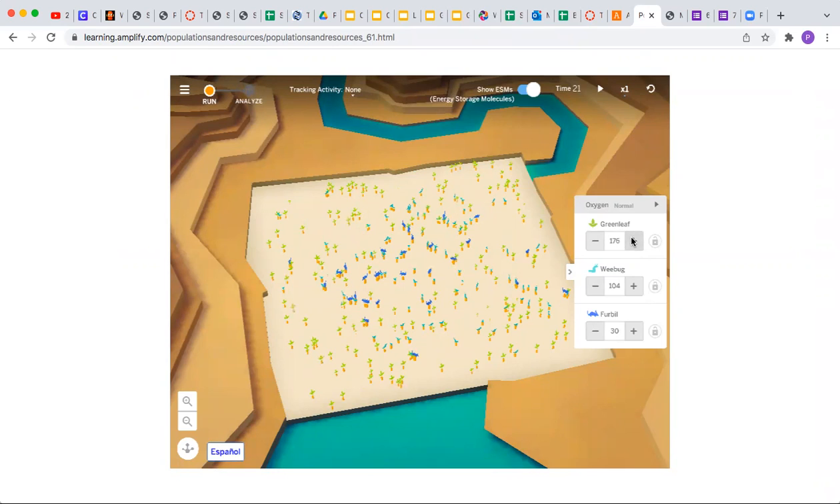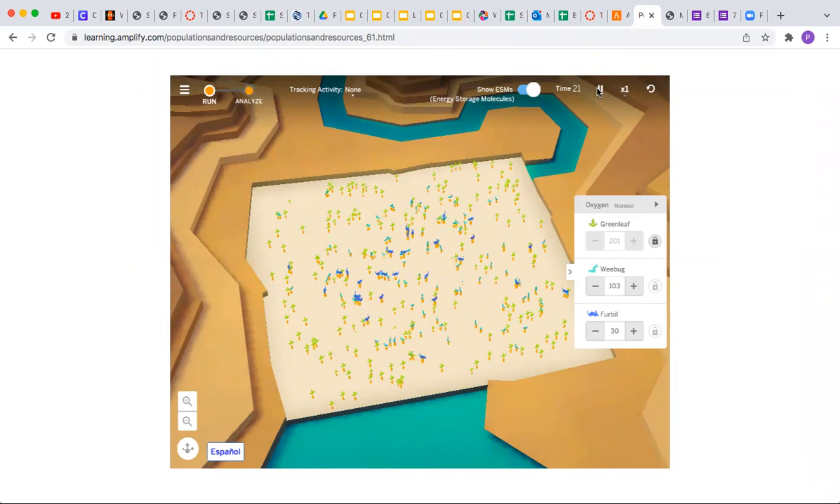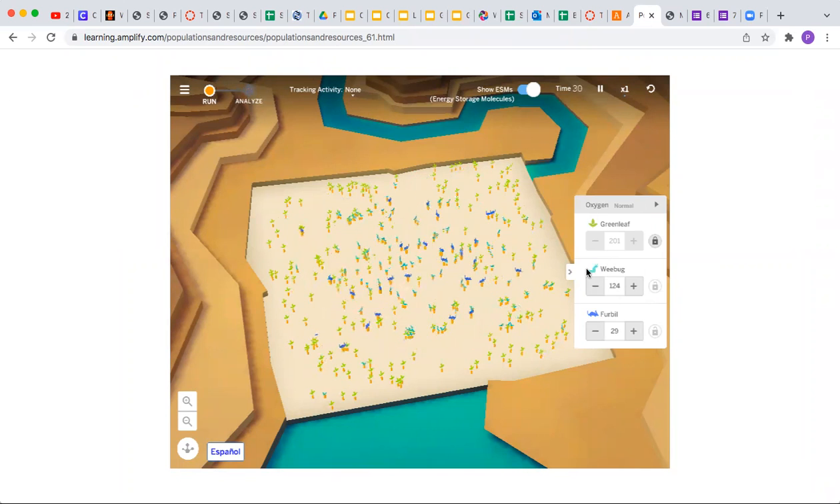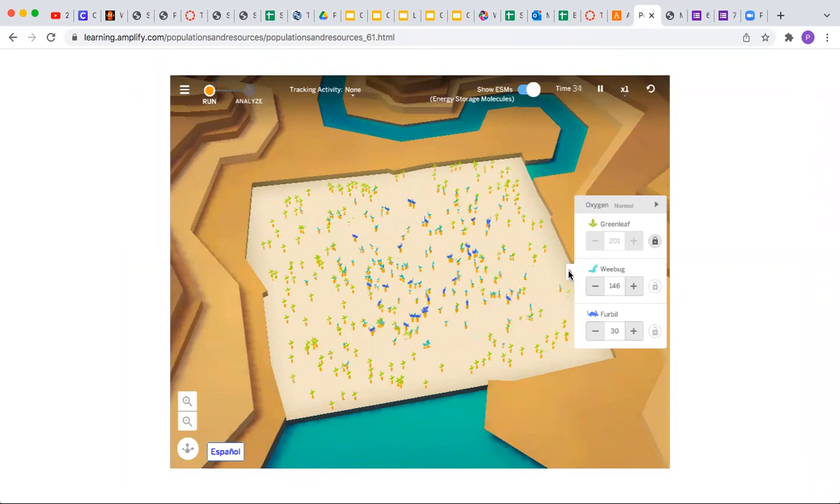Notice how you can see all the little green leaves coming. And once I get there, I am going to lock it. And then I'll click play. And you're going to run it for another 20. And you can see this.